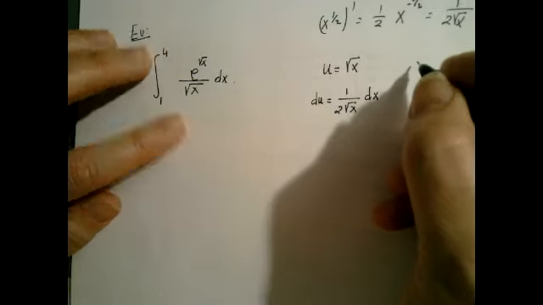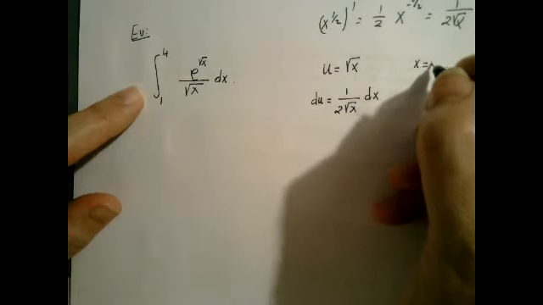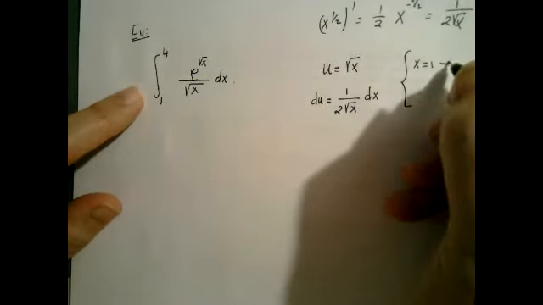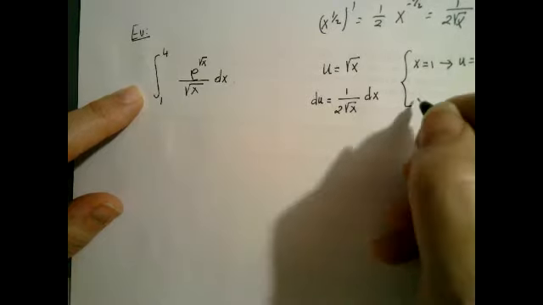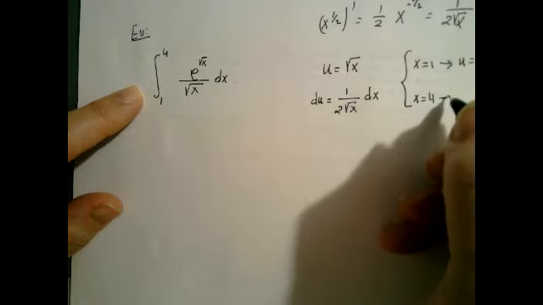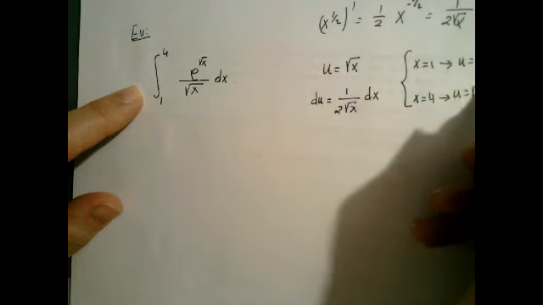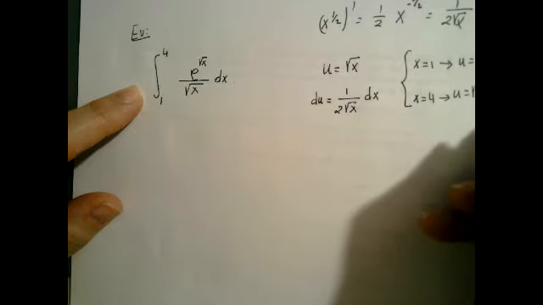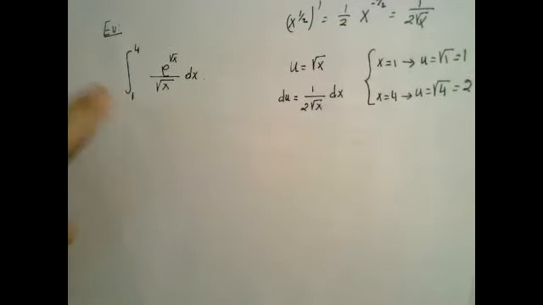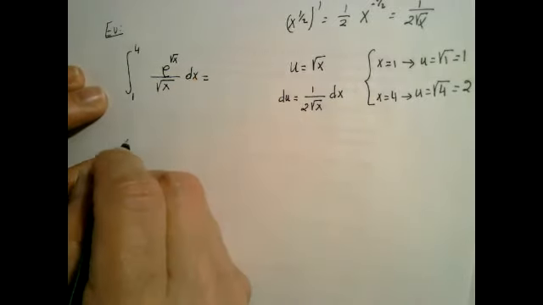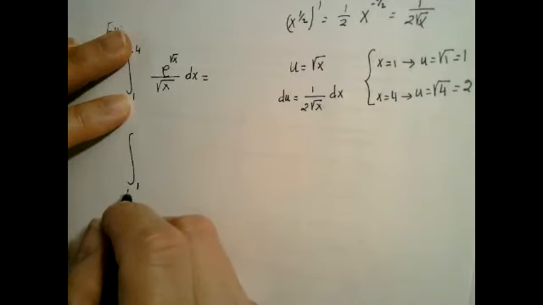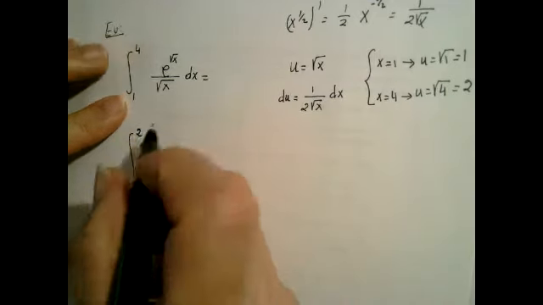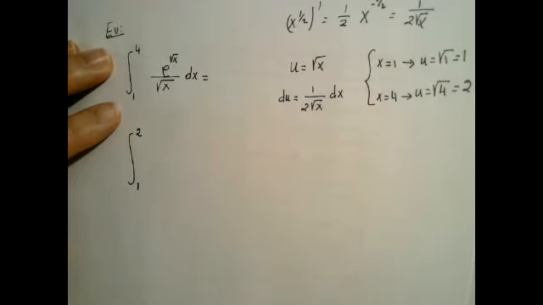I'm going to change the limit. At x equals 1, my u will be the square root of 1, which is 1. At x equals 4, my u will be the square root of 4, which is equal to 2. Now I did all the substitution, and now I have to go back here and be very careful. The limit, the 1 is 1, the 4 is 2. And this is the piece I have to take care of.